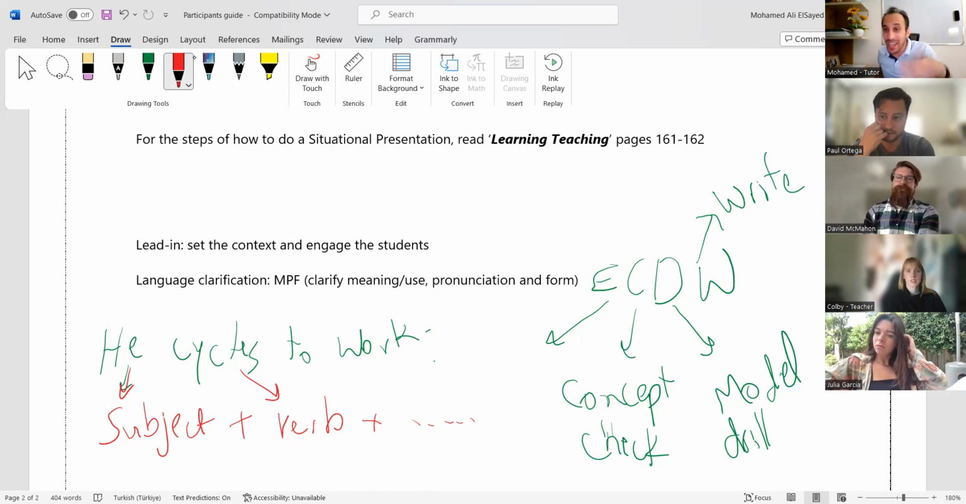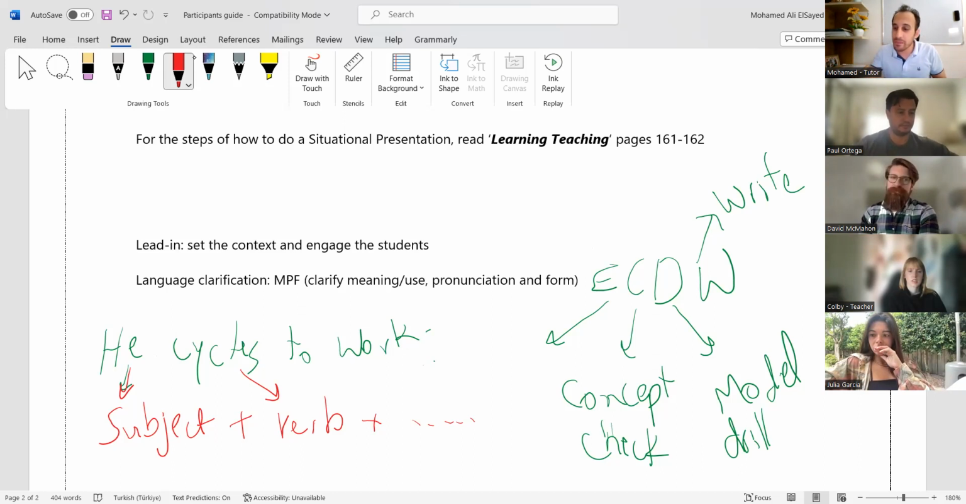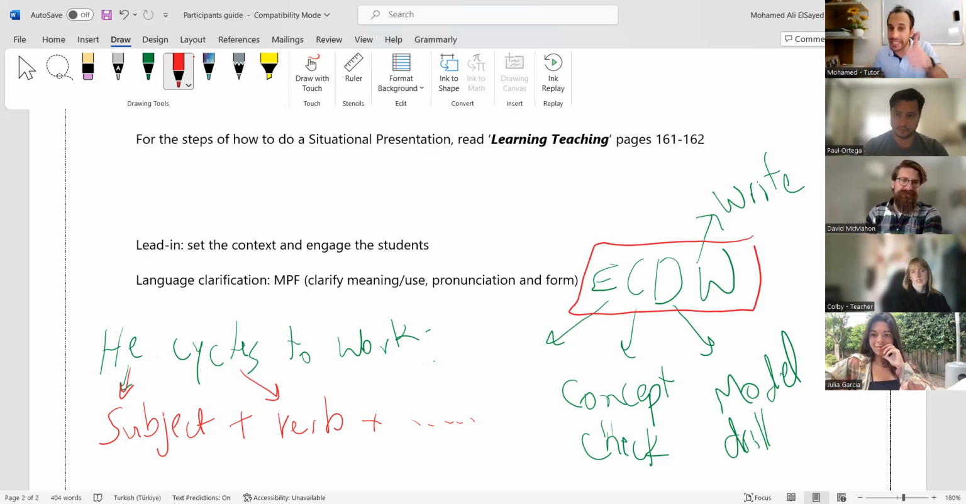Psychologically, I don't want to learn how we say blah, blah, blah without knowing what it means. This is how it's organized in the human brain. Meaning, then how we say it, then tell me how to put it together. But meaning comes first. Okay? Meaning, pronunciation, and form. What are the steps we use to organize the clarification stage? ECDW, is that it? Excellent. Elicit, check, model and drill, and finally write.